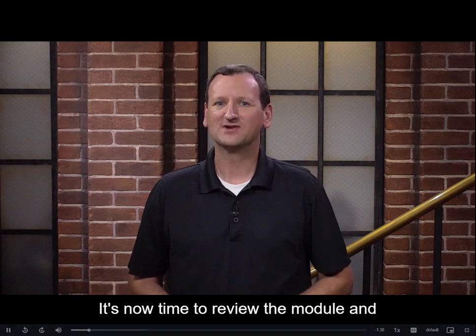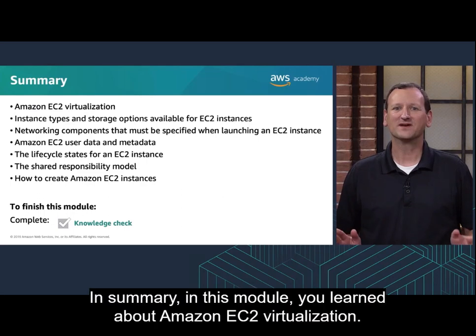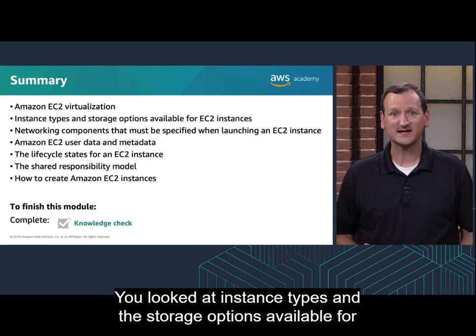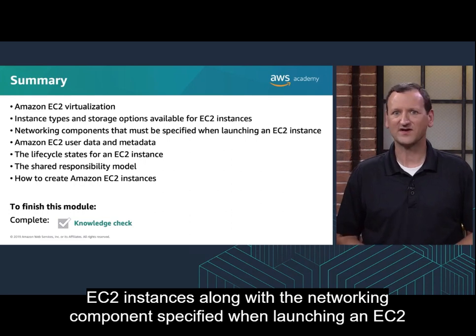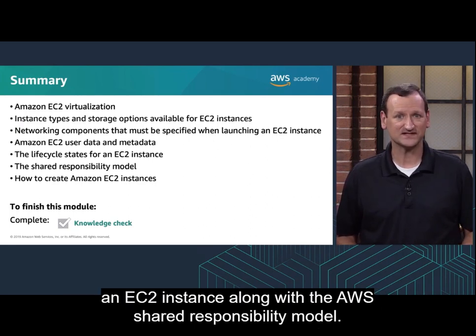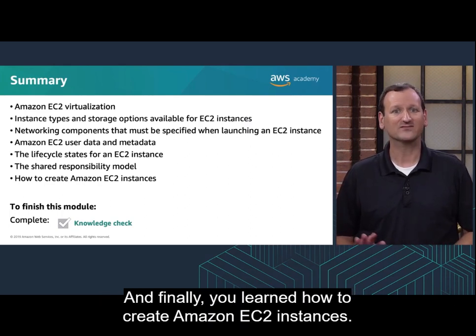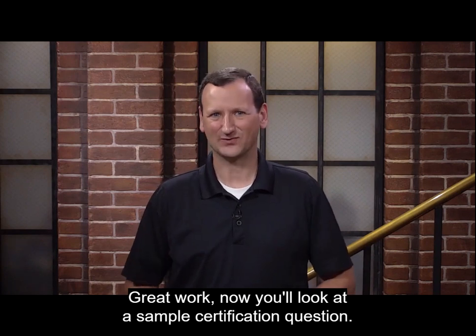It's now time to review the module and wrap up with a discussion of a certification practice exam question. In summary, in this module you learned about Amazon EC2 virtualization. You looked at instance types and the storage options available for EC2 instances, along with the networking components specified when launching an EC2 instance. You now can describe Amazon EC2 user data and metadata and the lifecycle states for an EC2 instance, along with the AWS shared responsibility model. And finally, you learned how to create Amazon EC2 instances. Great work! Now you'll look at a sample certification question.